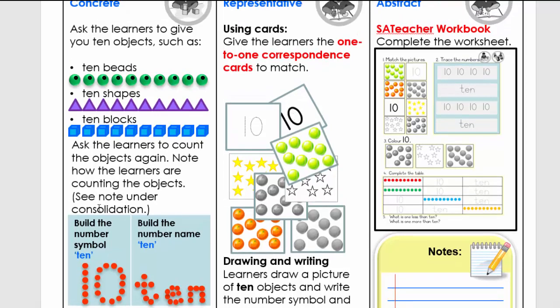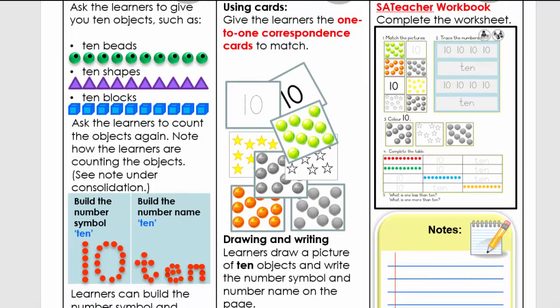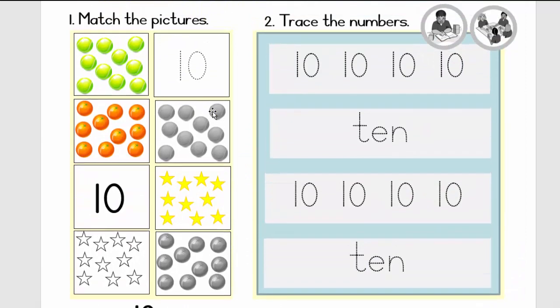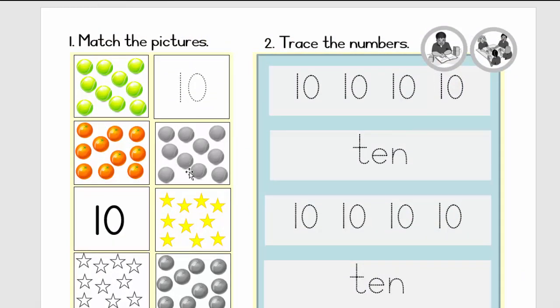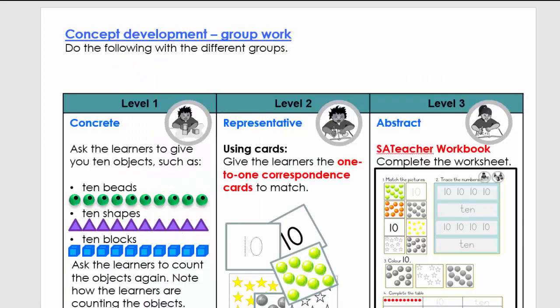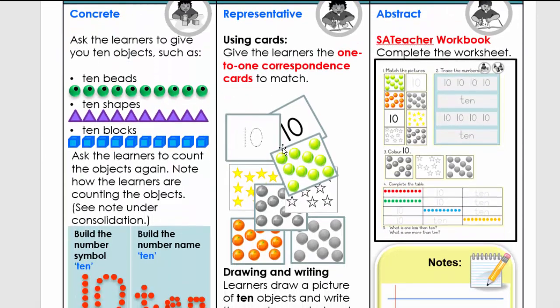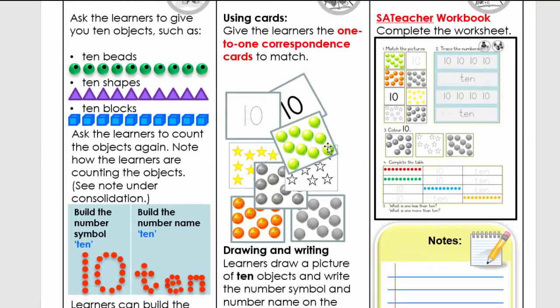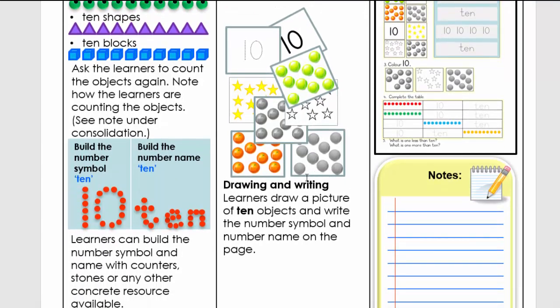Then on your worksheets, there are these cards that you can use. You can use them on the worksheet or you can cut them out. What they're going to do is match the number symbol with the picture, so in the representative form. You can also ask the learner to draw things, but it must be a total of 10.